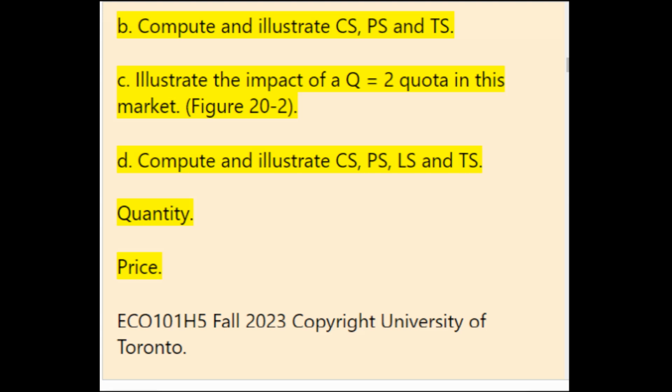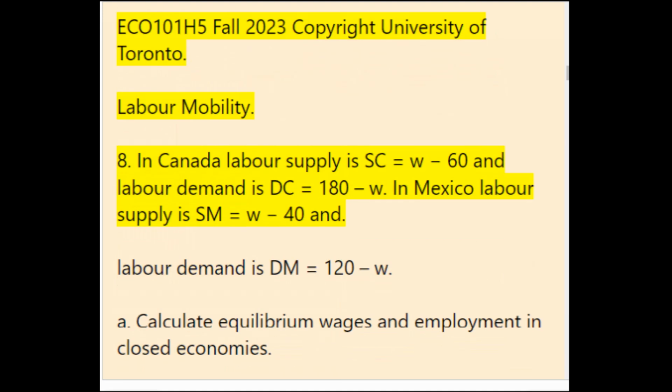C. Illustrate the impact of a Q = 2 quota in this market. Figure 20-2. D. Compute and illustrate CS, PS, LS, and TS. Quantity. Price.